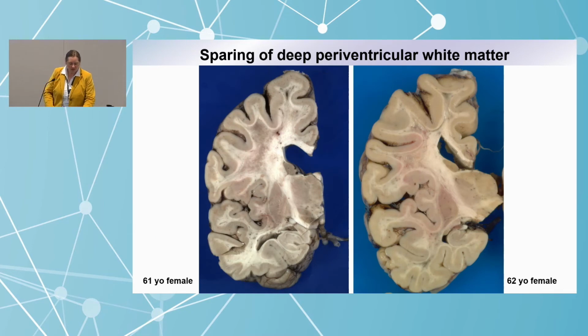It shows some of the characteristic findings that can also be seen on MRI images, and that is this pretty widespread demyelination in the centrum semiovale, with the very disease-specific sparing of the deep periventricular white matter. Both frontal, parietal, and occipital lobes are usually more severely affected than the temporal lobes.